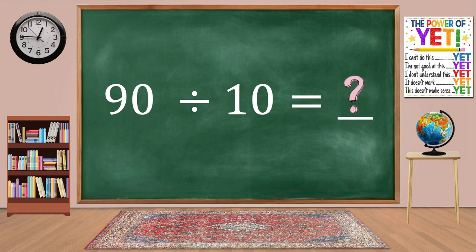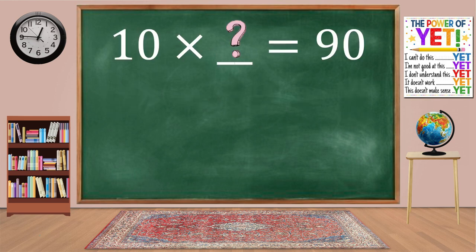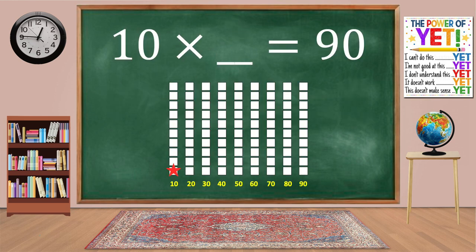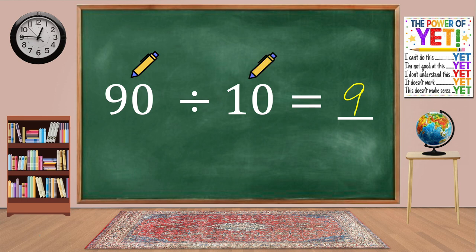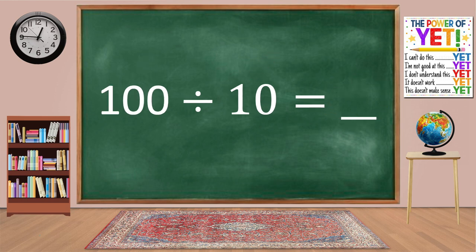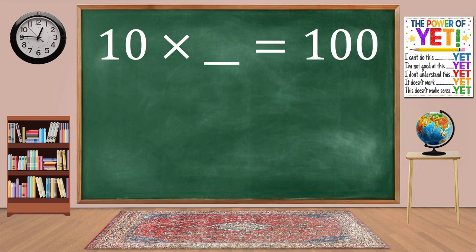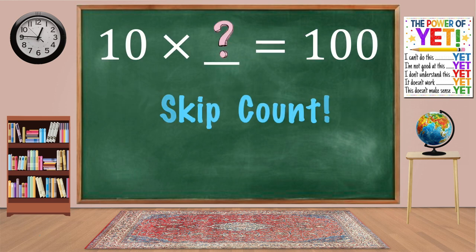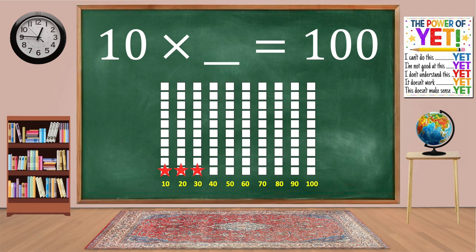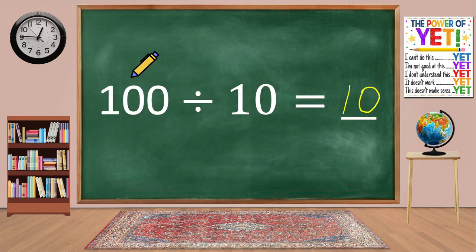90 divided by 10 equals blank. Our related fact is 10 times what equals 90? Skip count. 10, 20, 30, 40, 50, 60, 70, 80, 90. We have nine columns. 10 times 9 equals 90. 90 divided by 10 equals 9. 100 divided by 10 equals blank. Our related fact is 10 times what equals 100? Skip count. 10, 20, 30, 40, 50, 60, 70, 80, 90, 100. We have 10 columns. 10 times 10 equals 100. 100 divided by 10 equals 10.